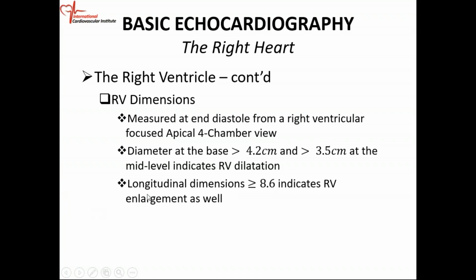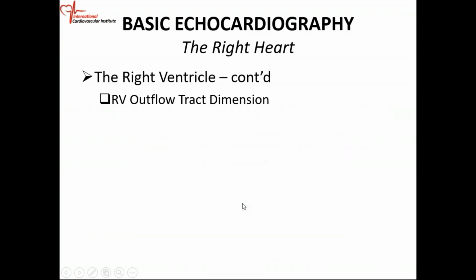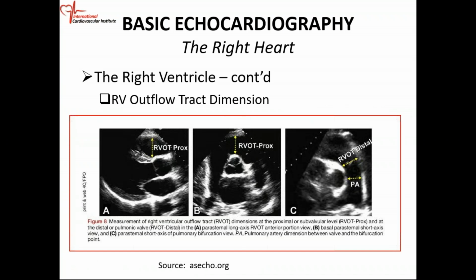So let's just go back and look at, okay, so this is your basal measurement. If this is greater than 4.2, it suggests RV dilatation, and the longitudinal greater than or equal to 8.6, and the mid greater than 3.5. So it's important to do those measurements.